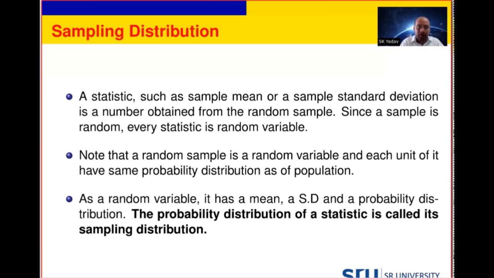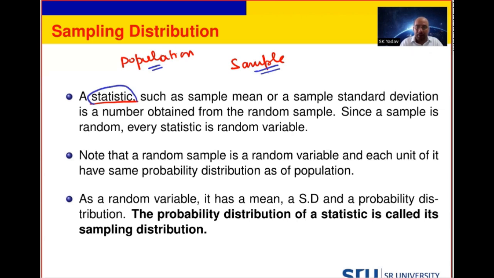Before that, we have to know what is statistics. So in sampling, there are two things. One is population and the other one is sample. The estimates which are based on population are known as parameters, whereas the estimates which are based on a sample are called statistics.